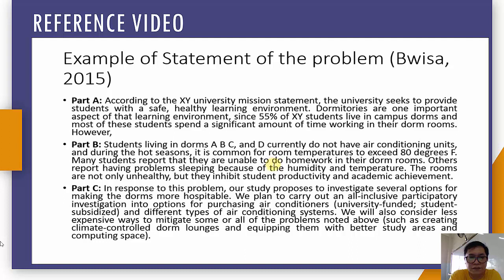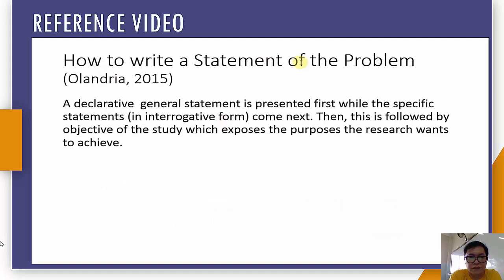Okay? So, ngayon, si Visa is from international. So, dito naman tayo sa atin, sa Philippines setting. So, meron, halimbawa si Olandria, 2015, how to write a statement of the problem. So, first, a declarative general statement. So, general muna statement is presented. While the specific statements in interrogative form, so meaning in question form, come next. Then this is followed by the objective of the study, which exposes the purposes the research wants to achieve.